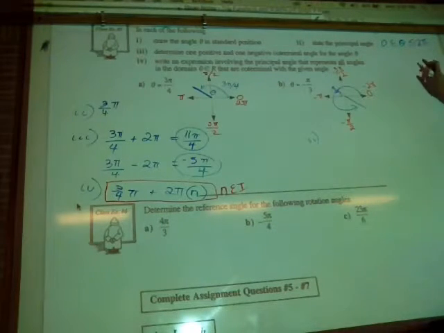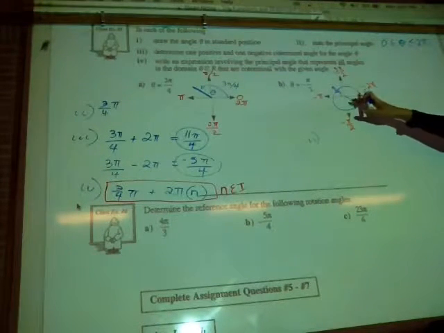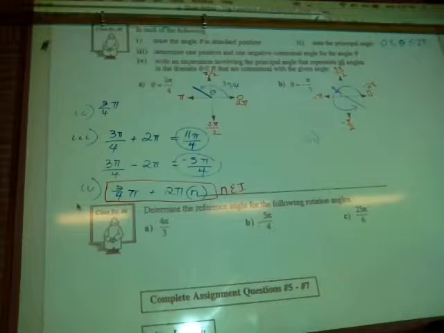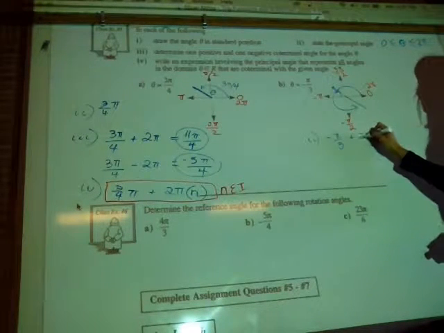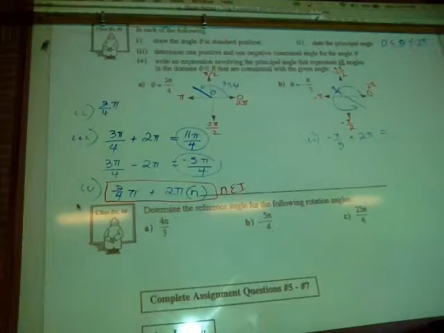Principal angles fall between 0 and 2 pi. Is our rotation angle between 0 and 2 pi? No, it's negative. We need something positive. So basically we have to find a coterminal angle that's positive. So we're going to go negative pi over 3 plus 2 pi. And our principal angle will give us negative 1 plus 6, so 5 pi over 3. Negative 1/3 plus 2, you should get 5 pi over 3. I did my math right.